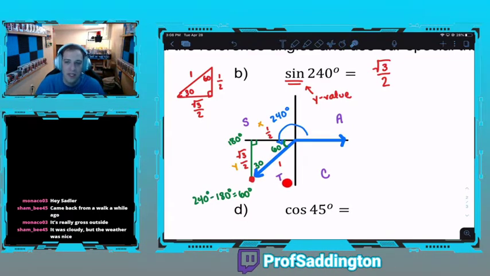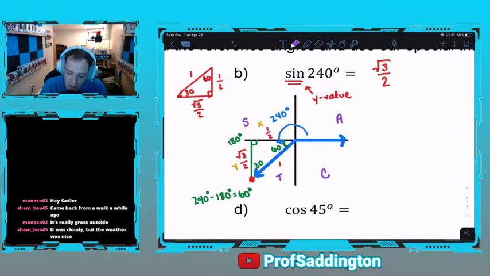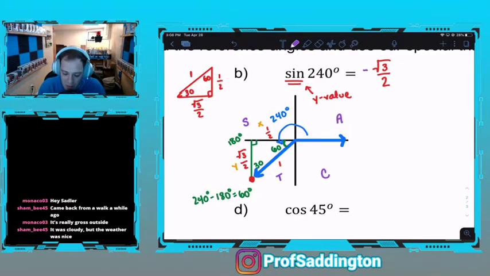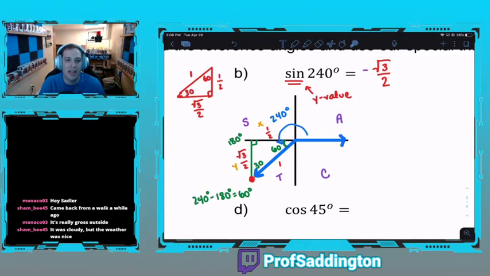T stood for tangent. So that means the only trig function that is positive in this quadrant is the tangent function. Everything else will be negative. So this should be negative radical 3 over 2. Some of you guys may already see that because radical 3 over 2 went down. So because it's going down, it has to be negative. Okay?